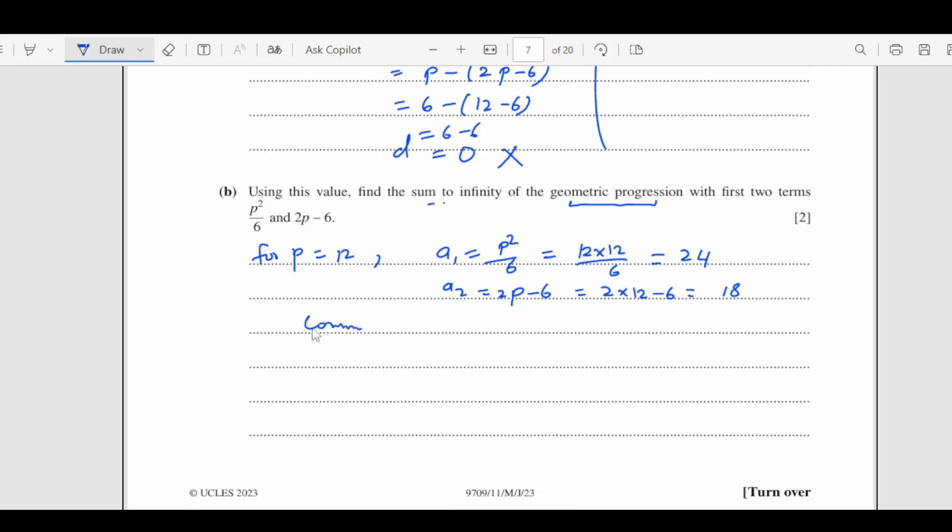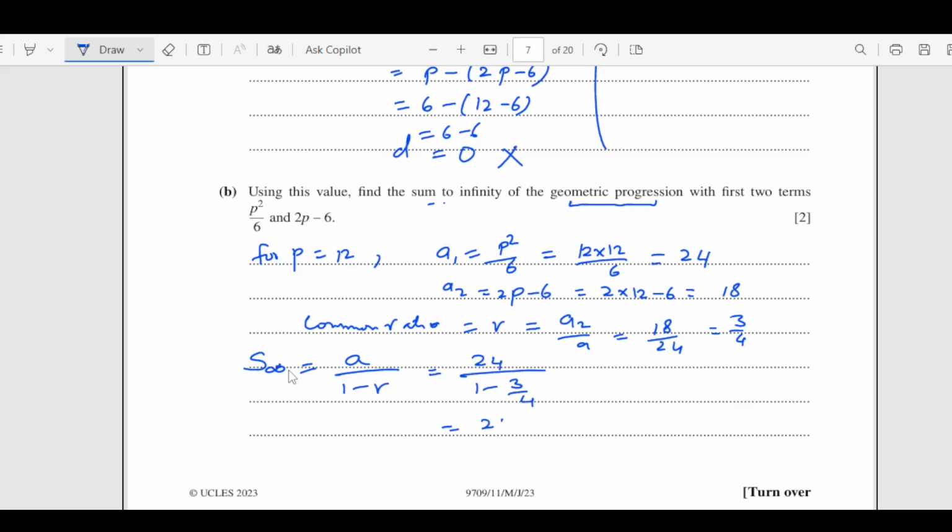So the common ratio r is going to be a2 over a1, that is 18 over 24. Simplify this, this is 3 over 4. Now we are looking for S infinity, the sum to infinity. The formula is a over 1 minus r. a is 24, 1 minus 3 over 4, right? So this comes out to be 24 over 4 minus 3 over 4, it's 1 over 4, that is 24 times 4, that is 96. 96 is our final answer, right?